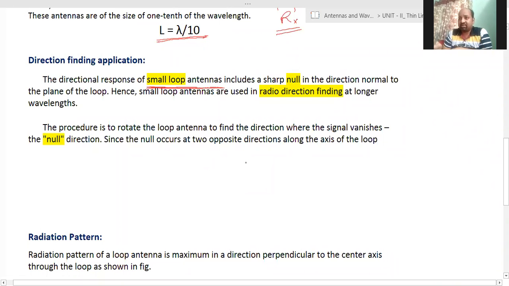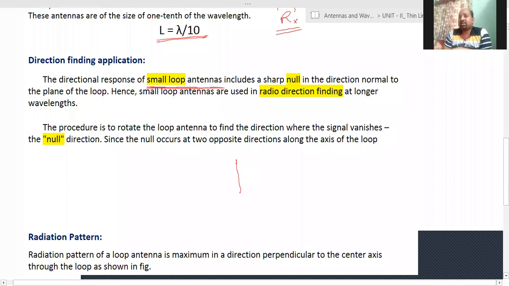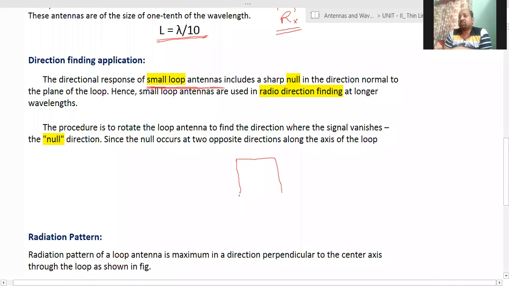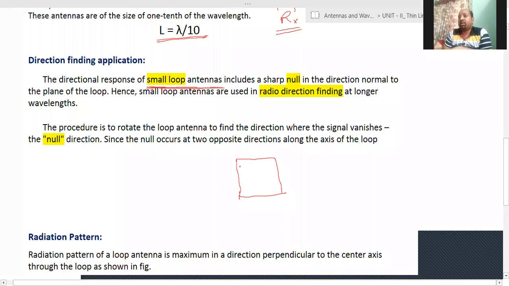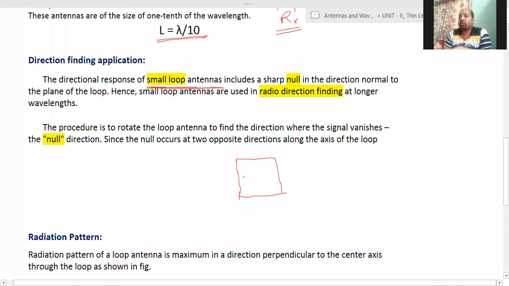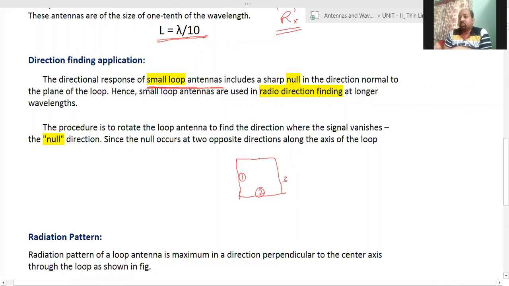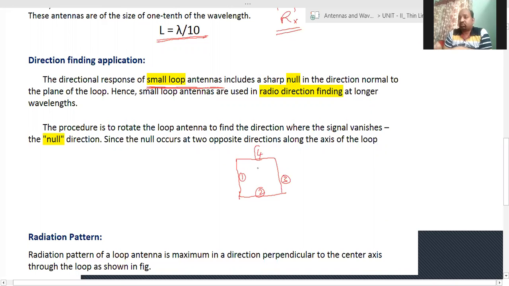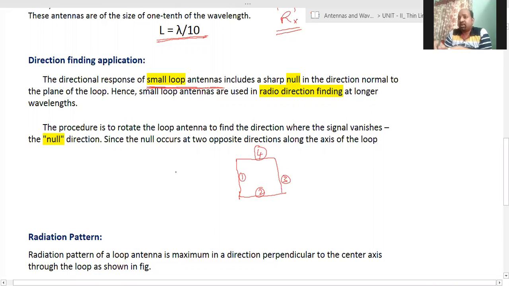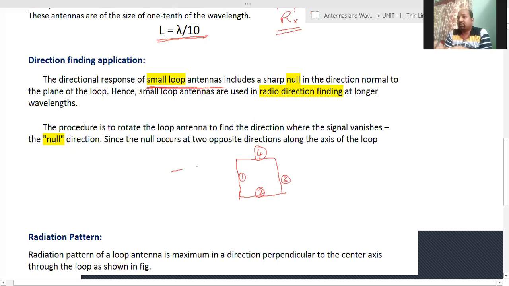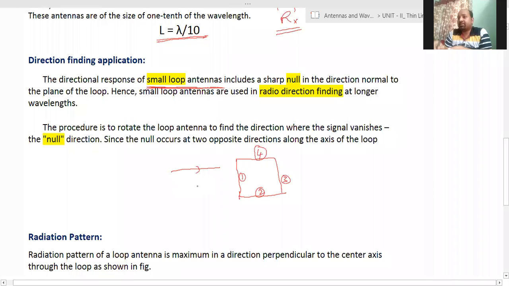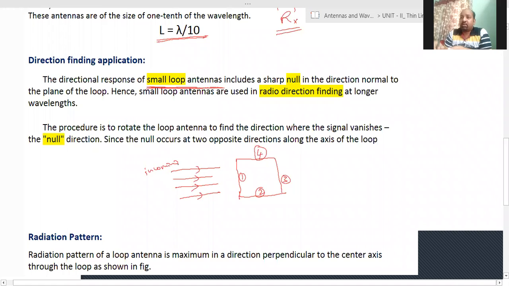that is the direction of the incoming signal. For example, let us take a square loop antenna. We know that a square loop contains four sides, 1, 2, 3 and 4. It contains four sides. And let us say that this is the incoming signal.